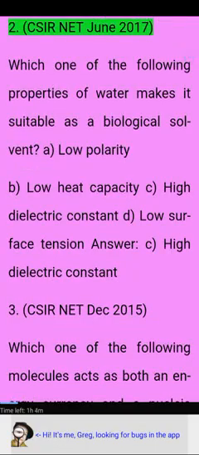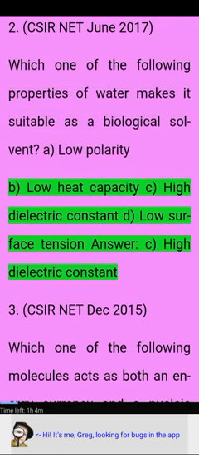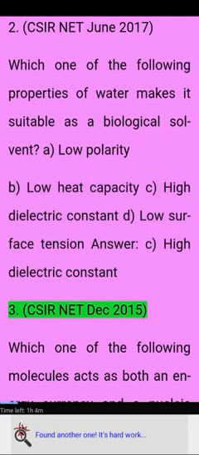CSIR Net June 2017. Which one of the following properties of water makes it suitable as a biological solvent? A. Low polarity. B. Low heat capacity. C. High dielectric constant. D. Low surface tension. Answer: C. High dielectric constant.